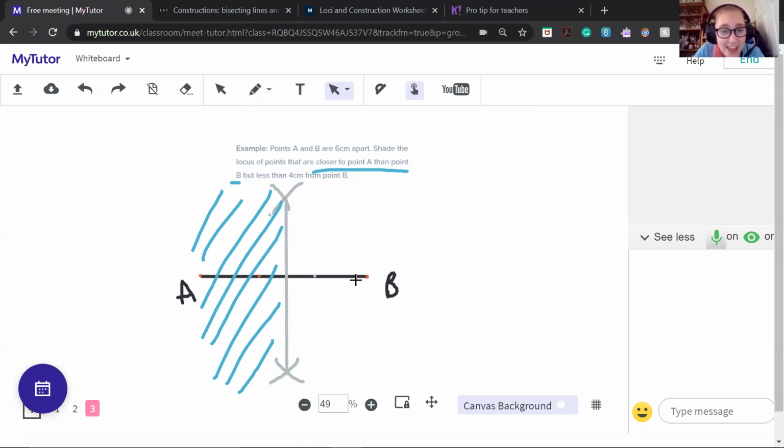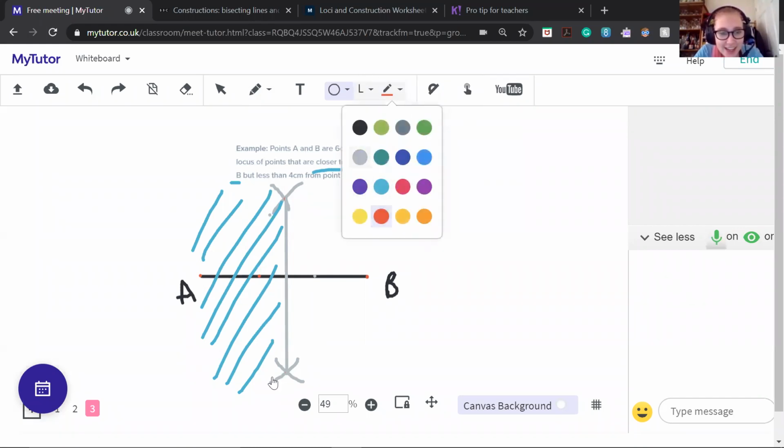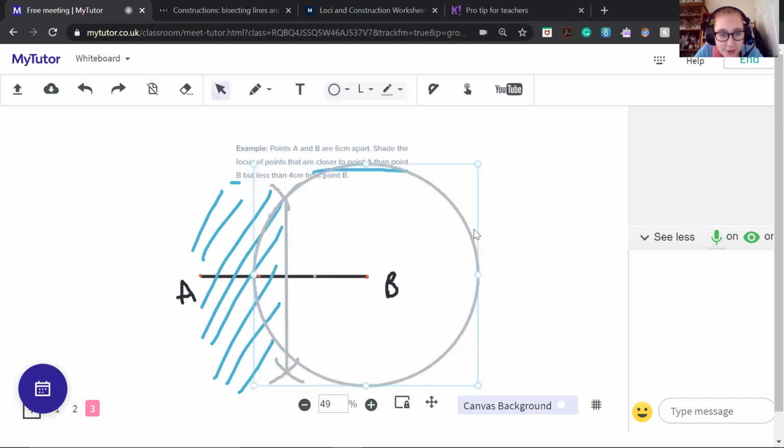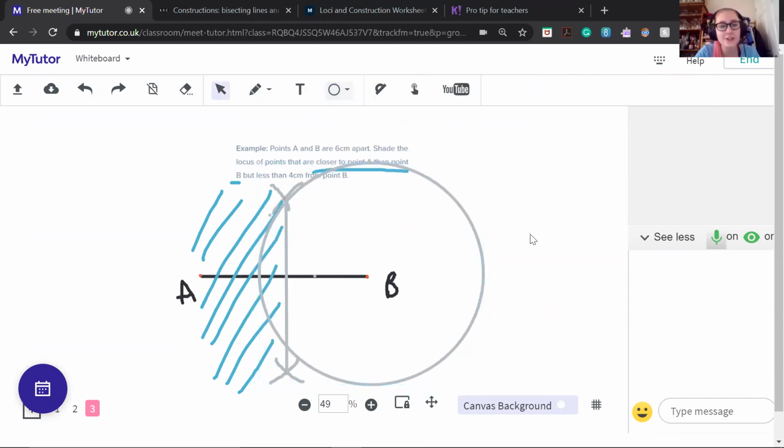And then we're going to draw a circle around B with that as its center. So I'll do this in grey. So this is going to be quite difficult to get accurate. Hey, you know what? That's not too bad. So this circle here, right? So this has got radius 4 centimeters because everything on this locus here is exactly 4 centimeters from B.